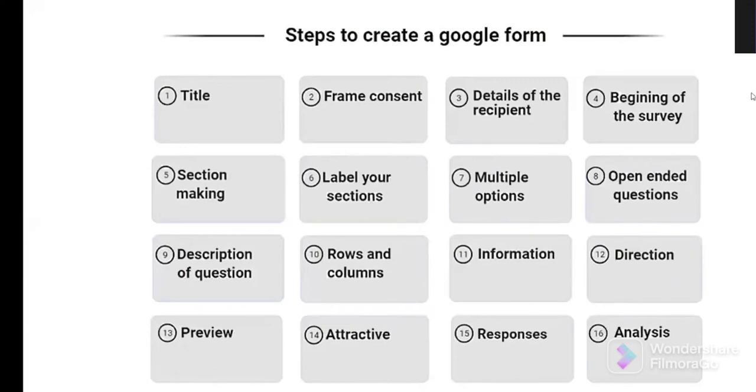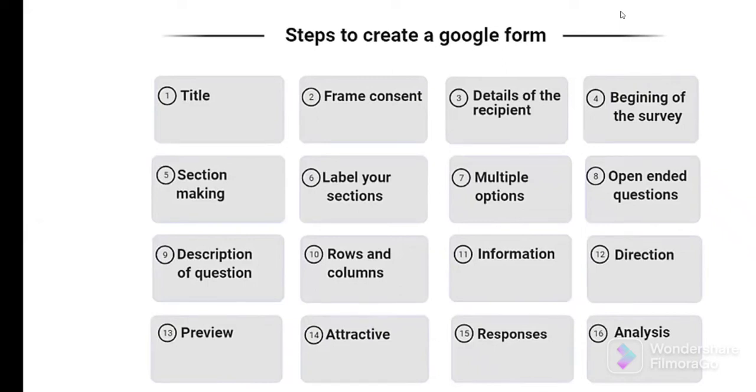We learned how to title the Google form. You can have any catchy title. You can also write a few lines of description below the title about your form and what it is about. You always have to frame a consent when it comes to a survey, because they need to know where you're taking their information. It is always a good practice to form a consent. Secondly, details of the recipient. We learned how to take the details.